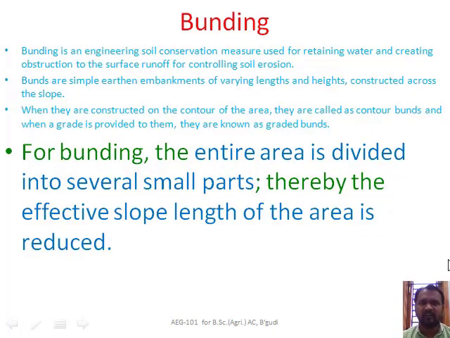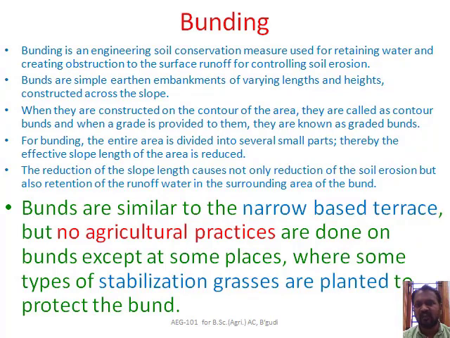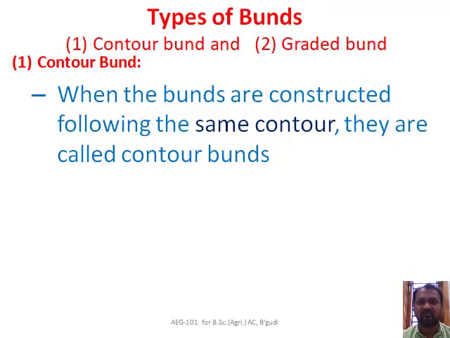For bunding, the entire area is divided into several small parts, thereby reducing the effective slope length of the area. The reduction of the slope length causes not only reduction of soil erosion but also retention of the runoff water in the surrounding area of the bund. The bunds are similar to the narrow base terrace, but no agricultural practices are done on bunds, except at some places where stabilization grasses are planted to protect the bund. Then we'll discuss different types of bund as I said earlier: first the contour bund and second the graded bund.